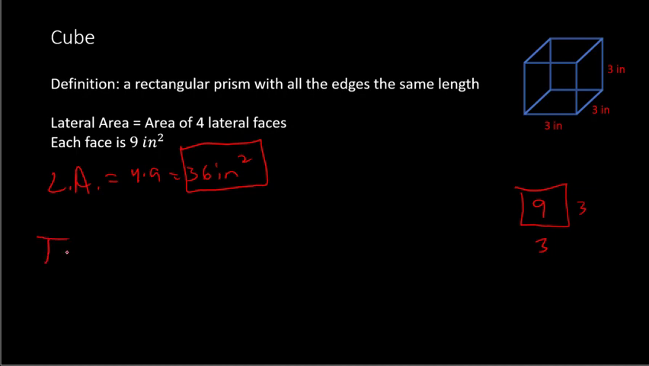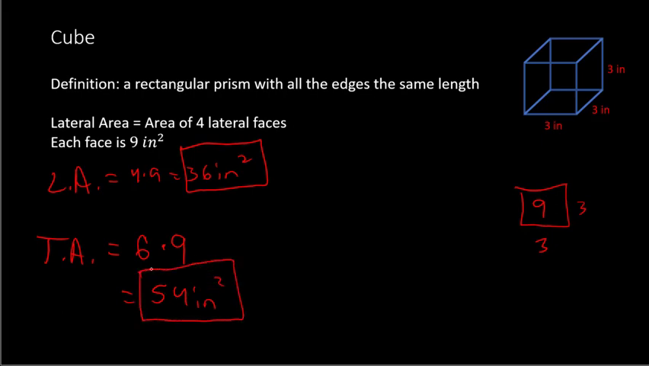And then your total area would be the area of all the different faces. So not just the lateral faces, but also the top and the bottom, the two bases. So there are 6 sides of the entire thing for all the surfaces. So we have 6 faces for total area. Multiply that by 9, because the area of each face is 9. That gives you 54 inches squared. So the total surface area of all the surfaces put together would be 54 inches squared.